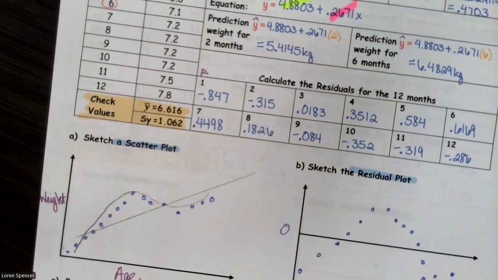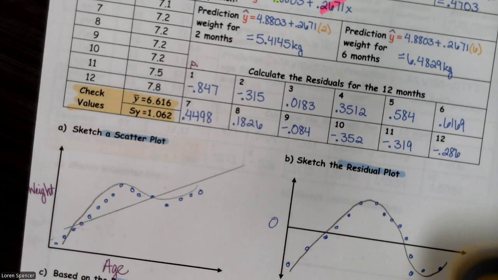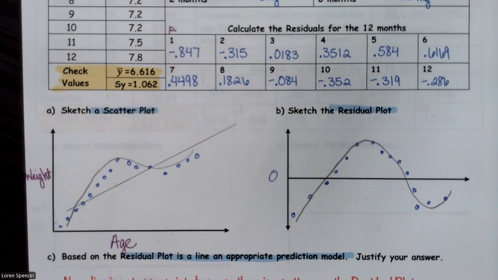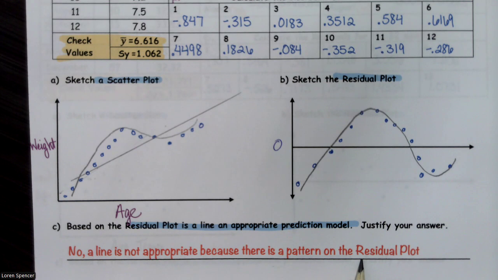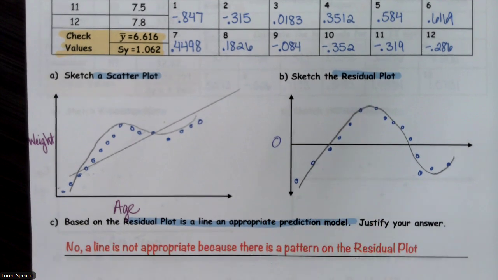When I look at the residual plot, I'm definitely seeing kind of a pattern to it. It looks like it's going up, curving down, and going like this. So I'm seeing a definite pattern. So based on the residual plot, is a line an appropriate prediction? And the answer is no, a line is not appropriate because there's a pattern on the residual plot. If a line was appropriate, this would be completely random. So since it's not random, a linear model is not the most appropriate.